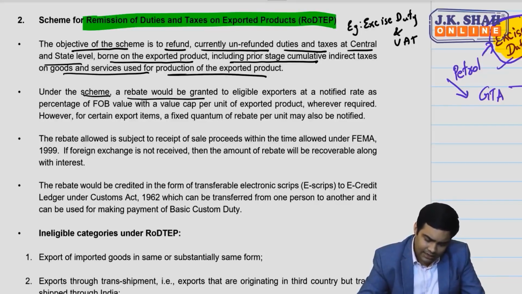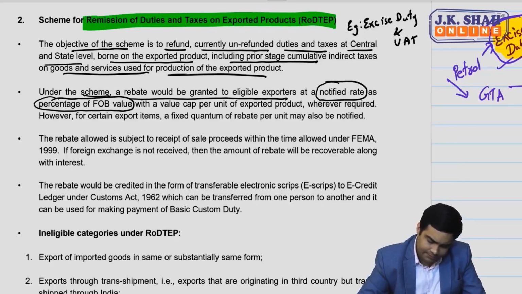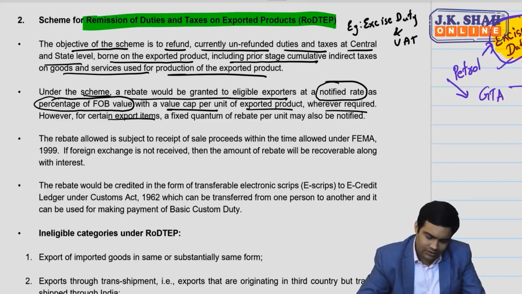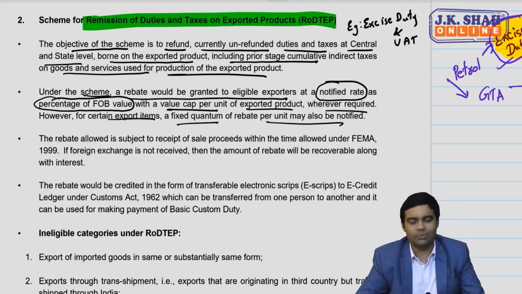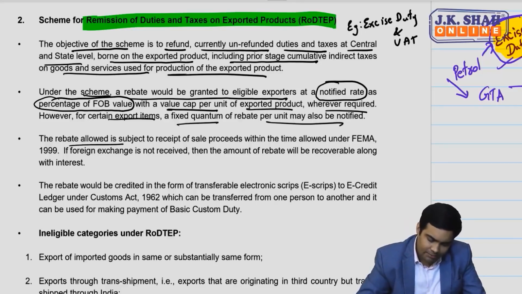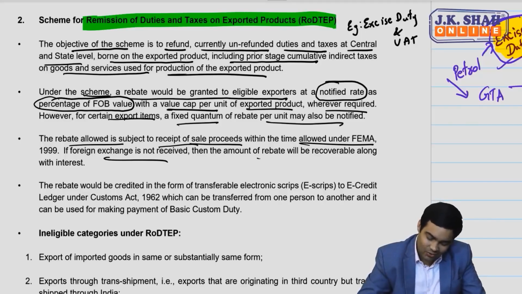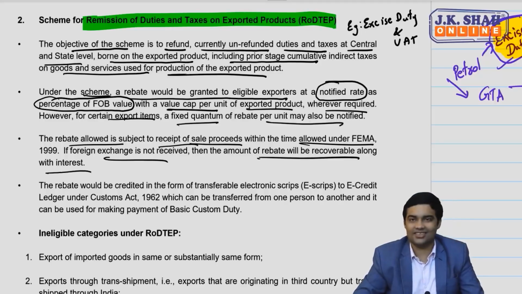Under this scheme, a rebate would be granted to eligible exporter at notified rate, as a percentage of FOB, with a cap value per unit of exported product. There would be caps wherever required. However, for certain export items, a fixed quantum may also be given per unit. They might say per unit they will get this much as RODTEP. Rebate shall be allowed subject to receipt of sale proceeds within the time limit allowed under FEMA. So if you don't get foreign exchange, then you will have to refund the rebate along with interest.